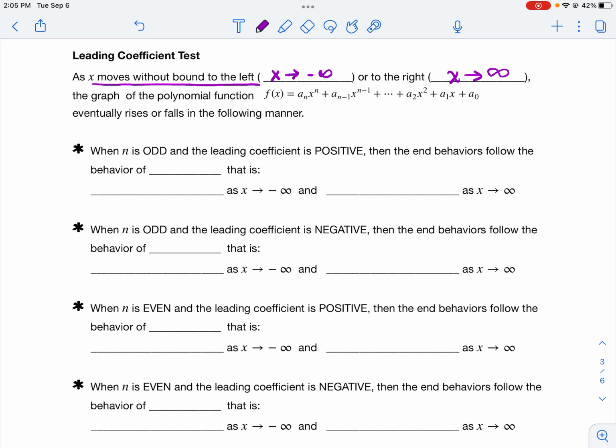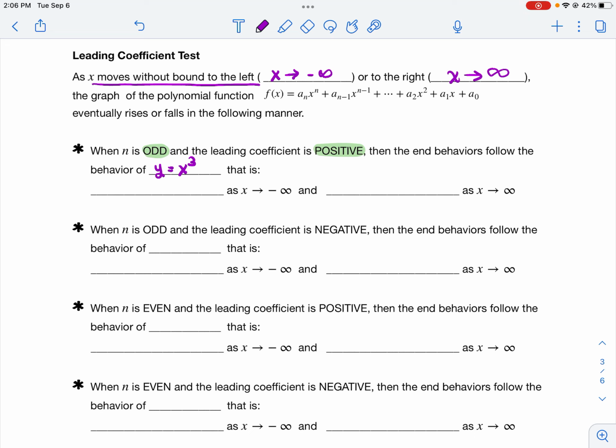The graph of the polynomial, and that's that standard form of the polynomial, eventually rises or falls in the following manner. This is called the leading coefficient test, and it tells us what happens at the ends of our graphs, when x is extremely small or x is extremely large. Now, if n, the degree of the polynomial, is odd, and the leading coefficient, the term in front of that x with the highest power, is positive, our graph is going to follow the shape of y equals x cubed, because the leading coefficient here is 1, which is positive, and 3 is odd.